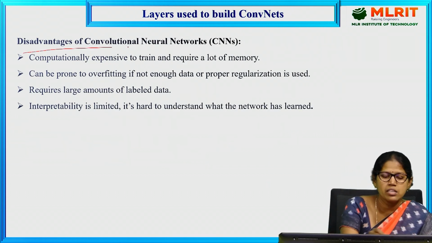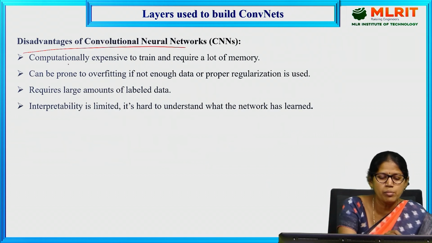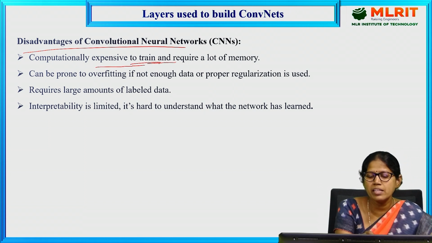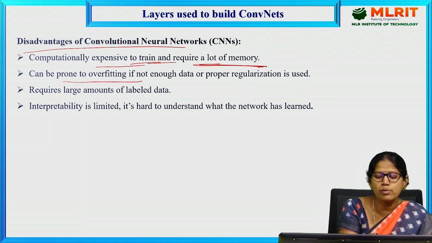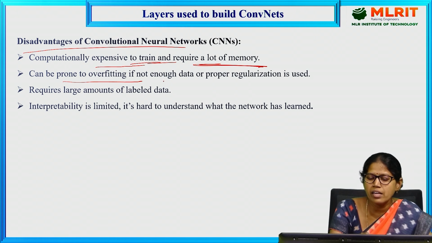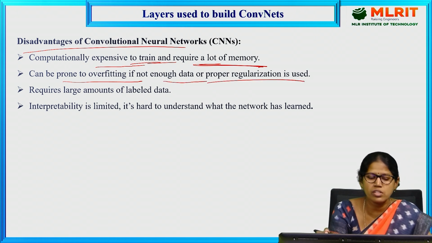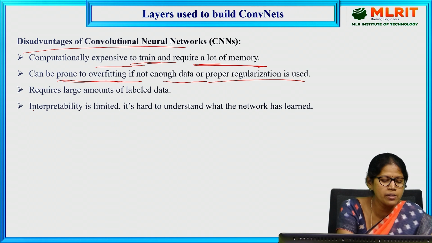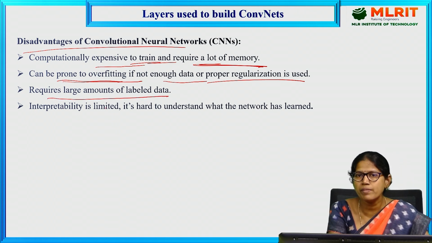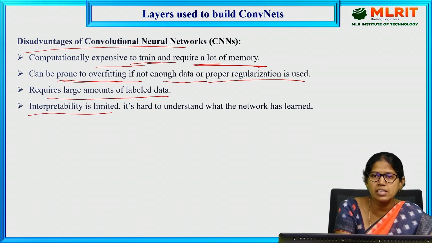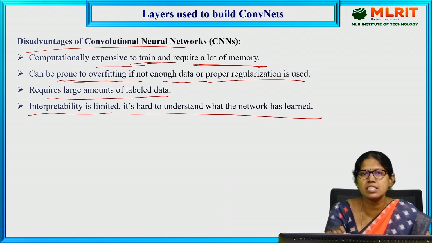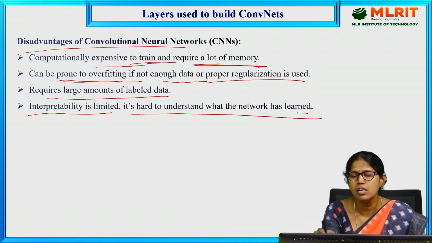Let's see the disadvantages of CNN. Computationally expensive to train, and a lot of memory is required. Can be prone to overfitting. If there is not enough data or proper regularization, then it is prone to overfitting. Requires a large amount of labeled data. Interpretability is limited. It's hard to understand what the network has learned.